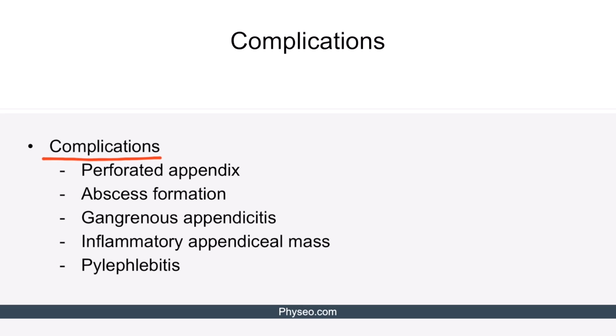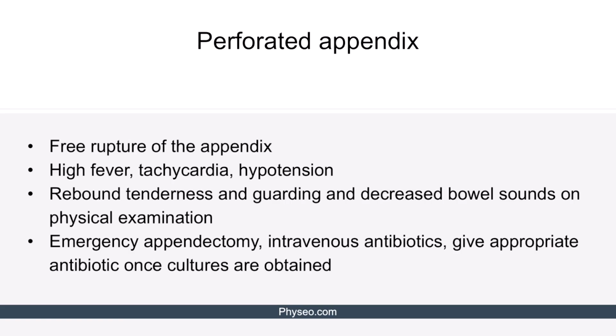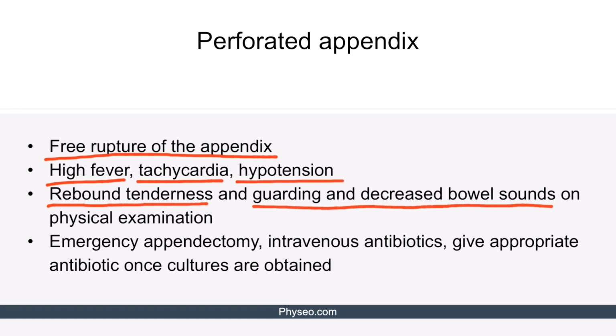There are several complications that can occur following acute appendicitis. We will discuss a perforated appendix, abscess formation, gangrenous appendicitis, inflammatory appendiceal mass, and pylephlebitis in the upcoming slides. The most common complication in acute appendicitis is a perforated appendix. Free rupture of the appendix is a surgical emergency. When a patient arrives with symptoms of appendicitis along with high fever, tachycardia, hypotension, rebound tenderness, guarding, and decreased bowel sounds, there should be concern for a perforated appendix.